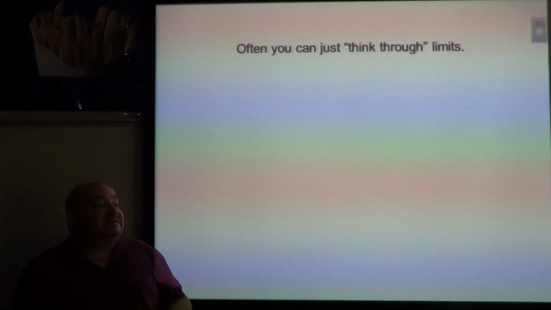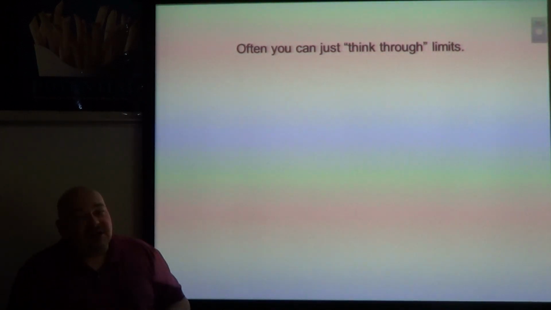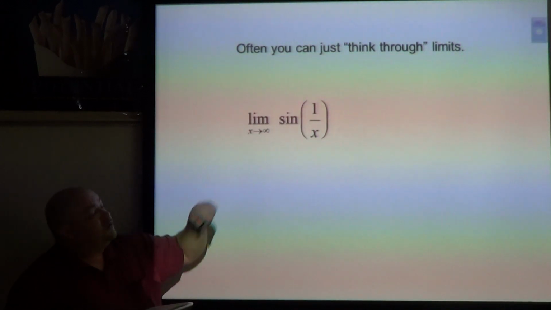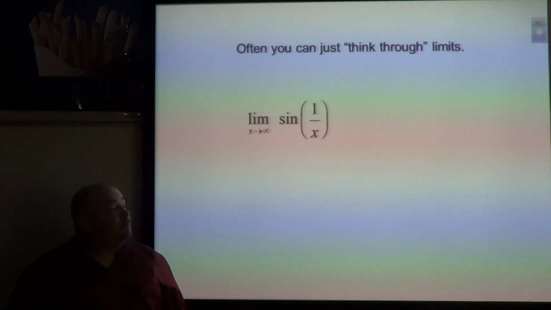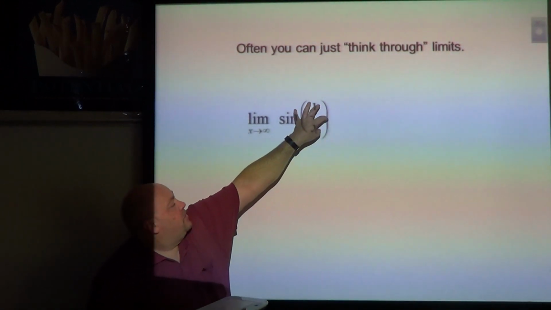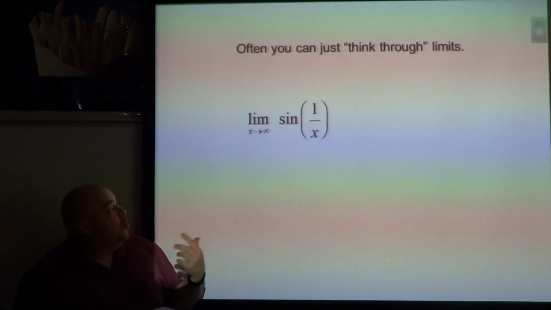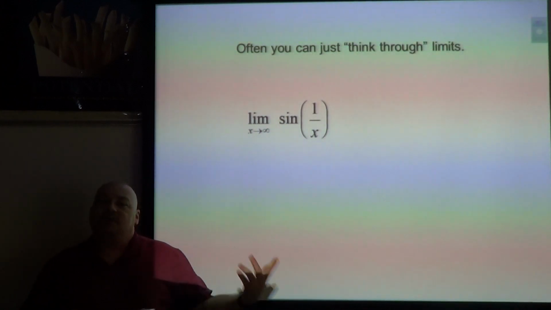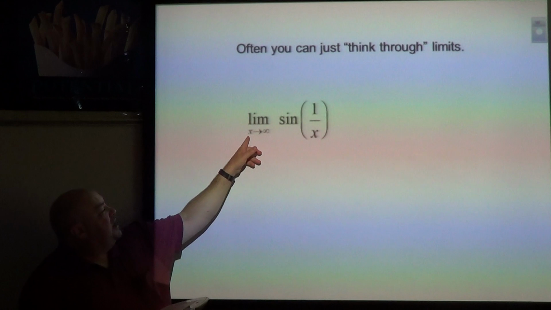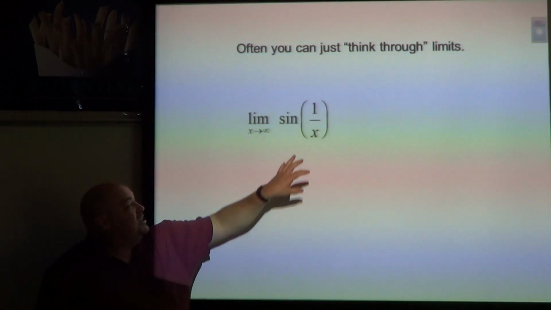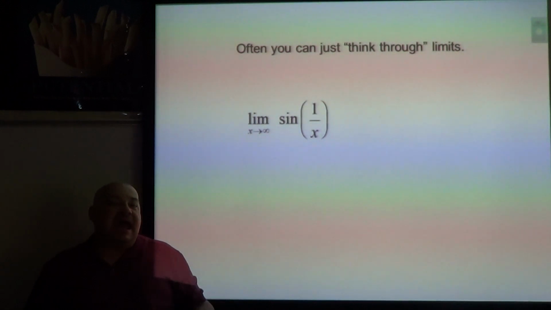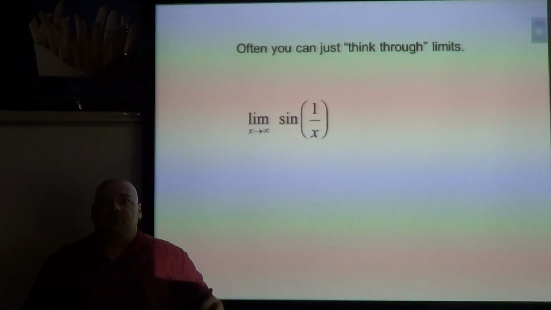Now when we go to find these limits, often you can just think through them. Let's take the limit as x approaches infinity of sine of 1 over x. As x goes to infinity, what's going to happen to this blob in the middle, the 1 over x? It's going to go to 0. So instead of letting x go to infinity, we can redefine this thing right here, let it equal x, and let x approach 0.